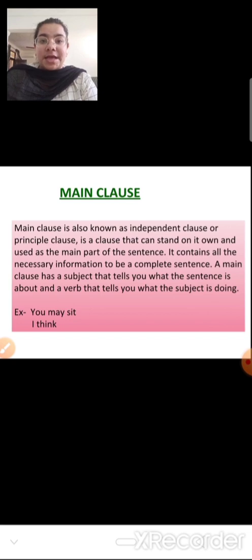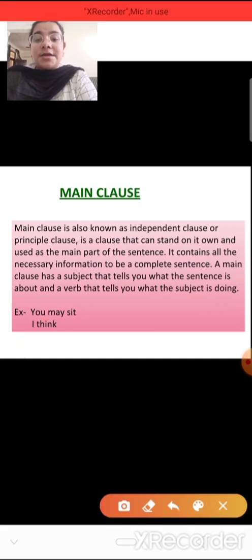Now take an example. From the name we can guess that a main clause will always mean that it does not need any support of any other group of words. It is complete in itself. Either it will be used as the part of a sentence which will complete other words. To complete a phrase we need a clause. So let's see an example. The example is: you may sit. You may sit. It is complete in itself. Why? Because it has a subject, you.